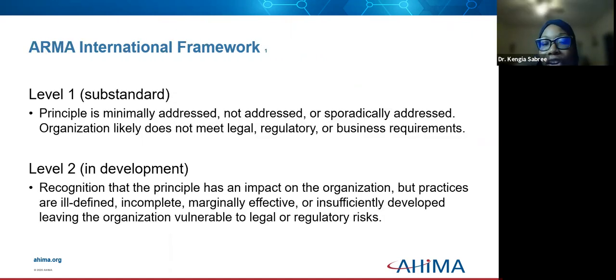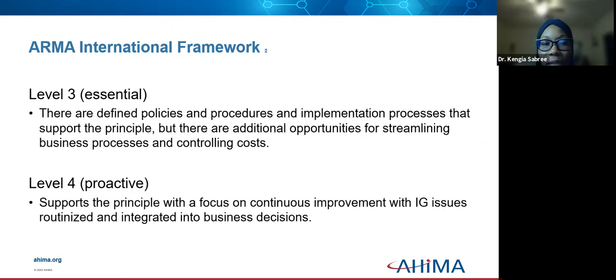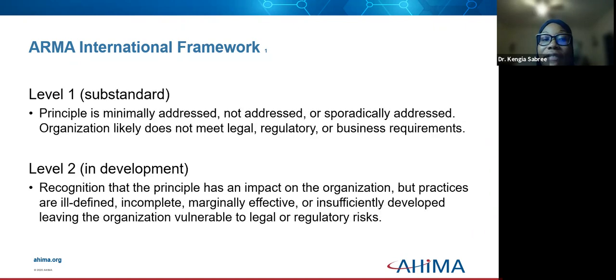So the ARMA International Framework has 4 different levels, or is it 5? I want to say it might be 5. Yes, exactly. It's 5 different levels, and this wraps up the end of this chapter. So the first level is the substandard level, and it's where the principle is minimally addressed, not addressed, or sporadically addressed, right? So this is how you are assessing your organization, based on these levels. If you reach a level 2, that means that it's in development.